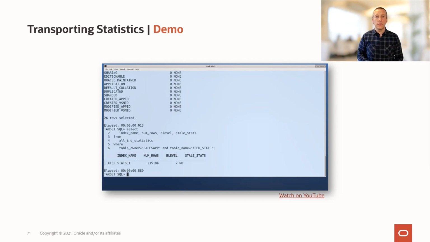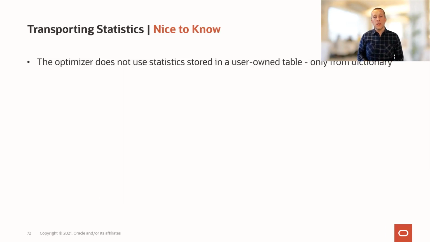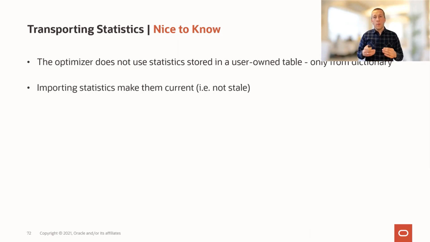The optimizer only uses statistics from the data dictionary. If you have statistics in a staging table, they won't be considered by the optimizer. By importing statistics, you mark the statistics on that table or those tables or indexes as current, as in not stale. So the next time the automatic maintenance task comes by and looks at this table, it won't regather statistics because they are not stale.